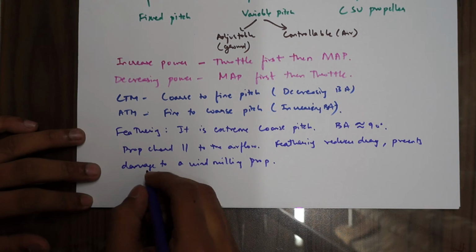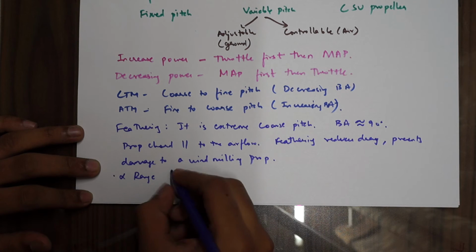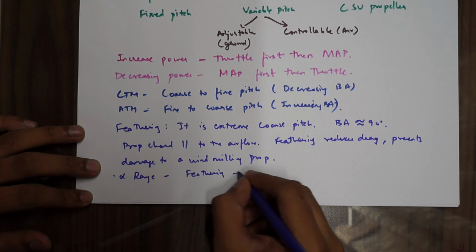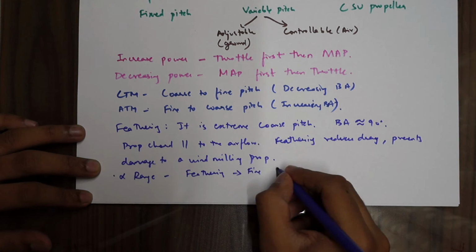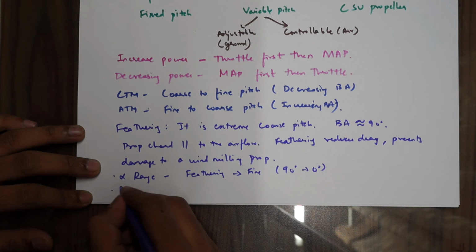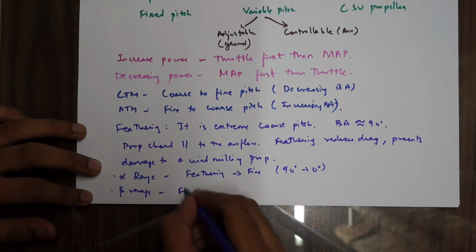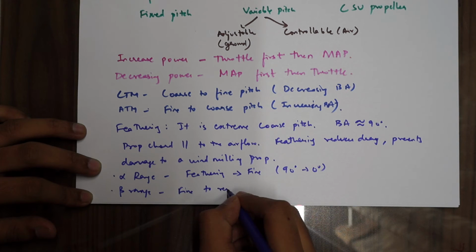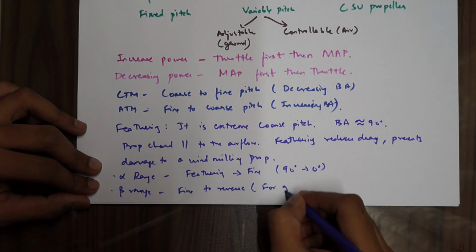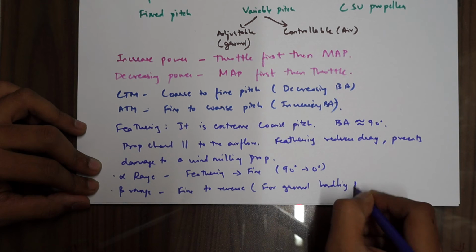Okay, now there are two concepts here. Alpha range, when feathering to fine pitch, so 90 degrees to 0 degrees. There's this beta range. This is fine to reverse. So this is used only for ground handling and services.